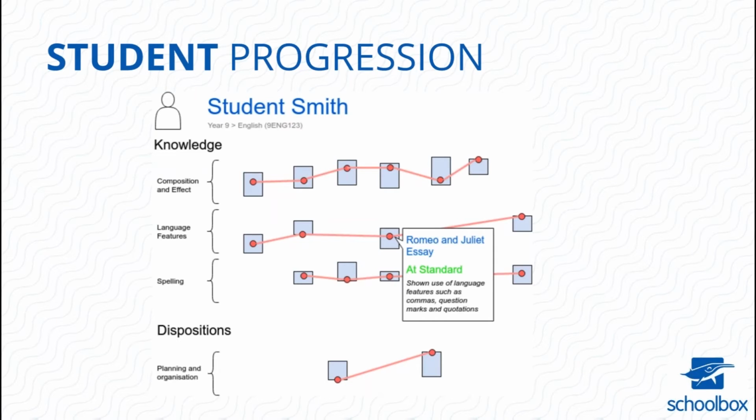Now, on this graph that you're seeing here, each of the dots represents an individual assessment, and we can see that over time the students' composition and effect skills have increased. There might have been one drop off, but then it's come back again towards the end. So we always like to see that trend line going up over time, and that's one of the great things that we can do with standard aligned rubrics, is that we can actually see the trend in students' progression.